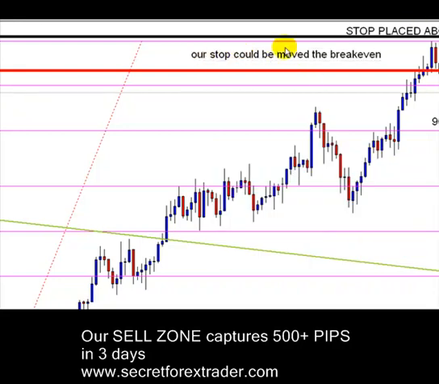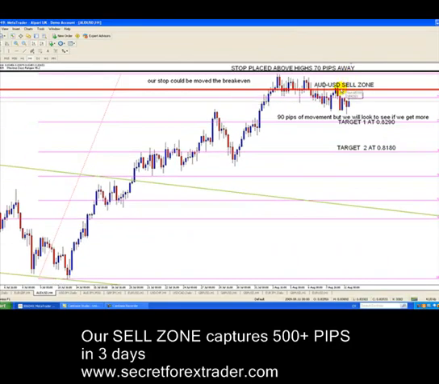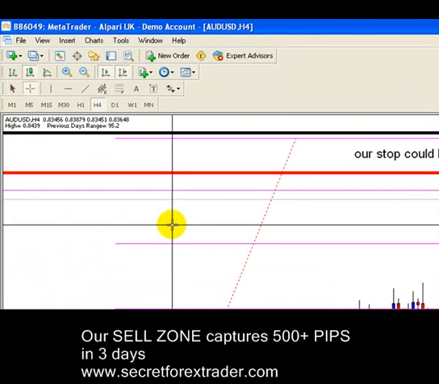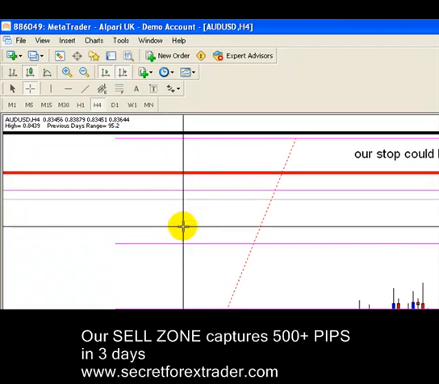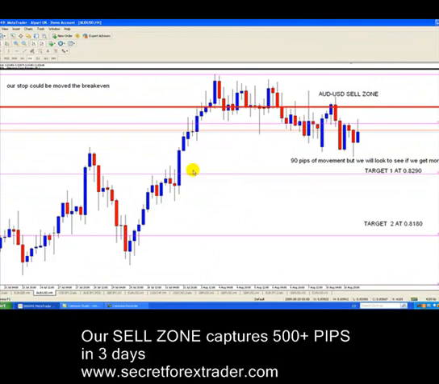We have 2 take profit areas on this trade, and they are based on Fibonacci points. The up move initially with the Australian versus the dollar was such a large move that we're expecting a good retracement.